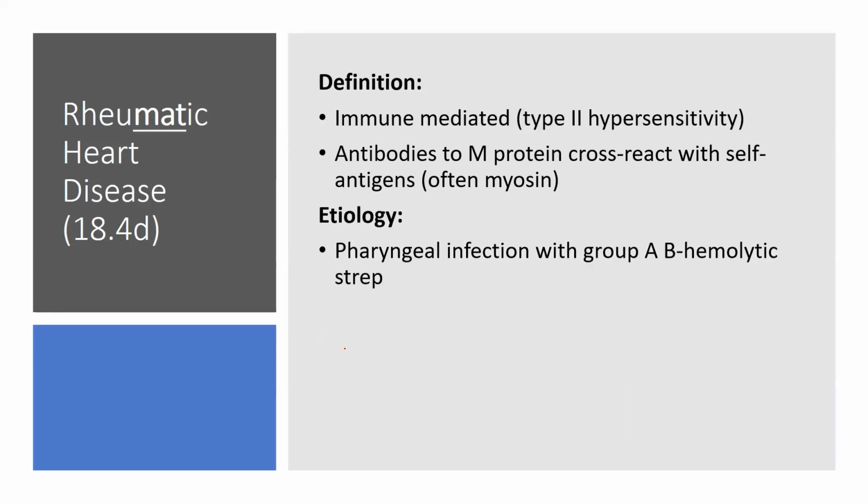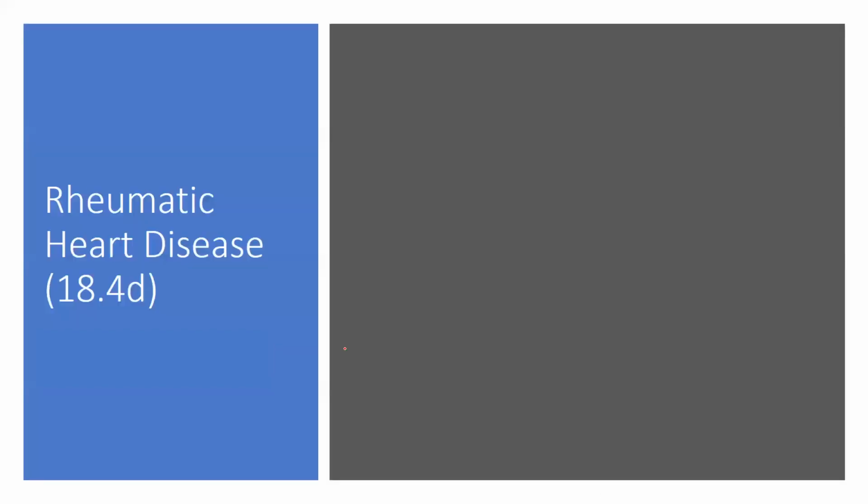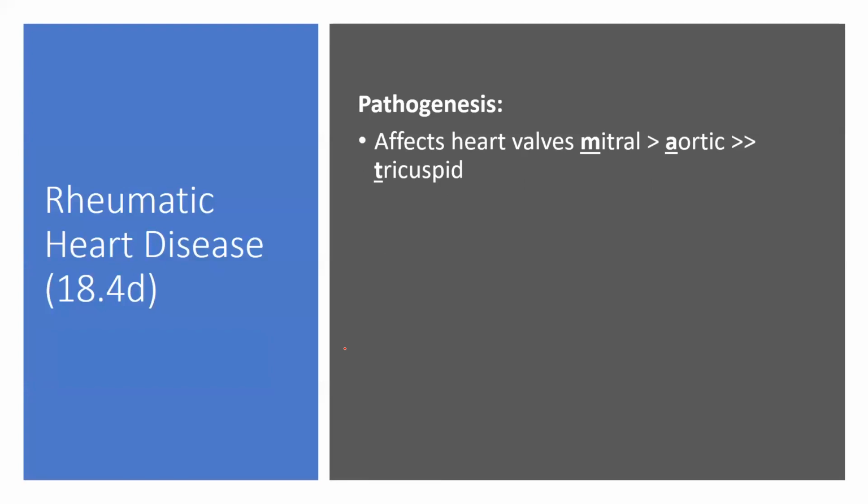The etiology is typically a pharyngeal infection with group A beta hemolytic strep. And there's not a direct effect of bacteria. It's really this immune-mediated component that's causing the disease. Complications: you can see valve regurgitation early on and stenosis later. If we look at the pathogenesis, we'll see where it affects. It's going to affect heart valves in this MAT order, hence the rheumatic heart disease: mitral first, aortic next, tricuspid last, which is pretty similar to endocarditis.